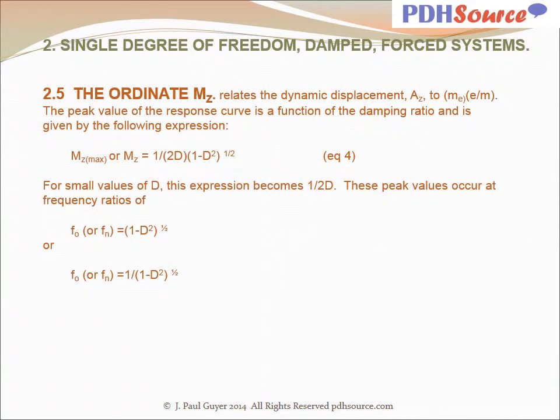The ordinate M sub Z relates the dynamic displacement A sub Z to m sub E times E divided by M. The peak value of the response curve is a function of the damping ratio and is given by the following expression, which is equation 4 indicated on slide 11. For small values of D, this expression becomes 1/2 D. These peak values occur at frequency ratios as indicated by the formulas below on slide 11.